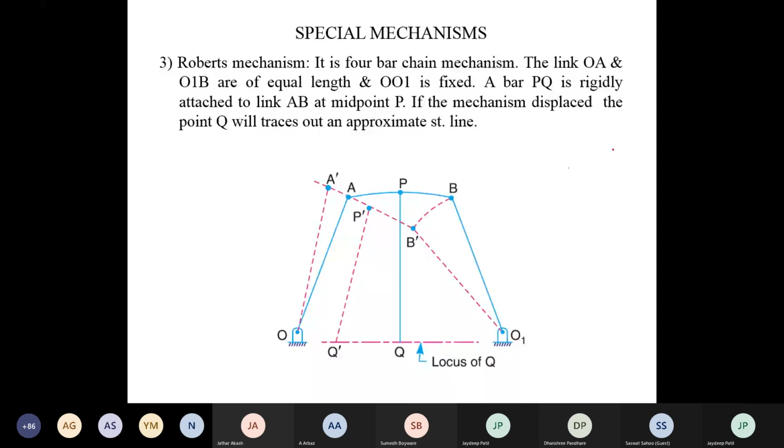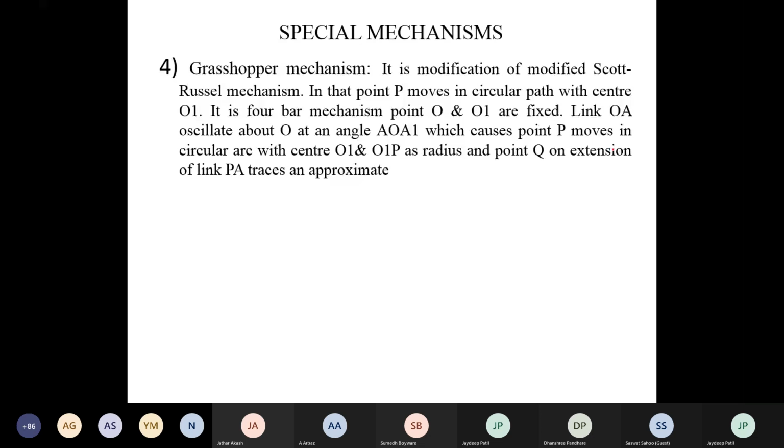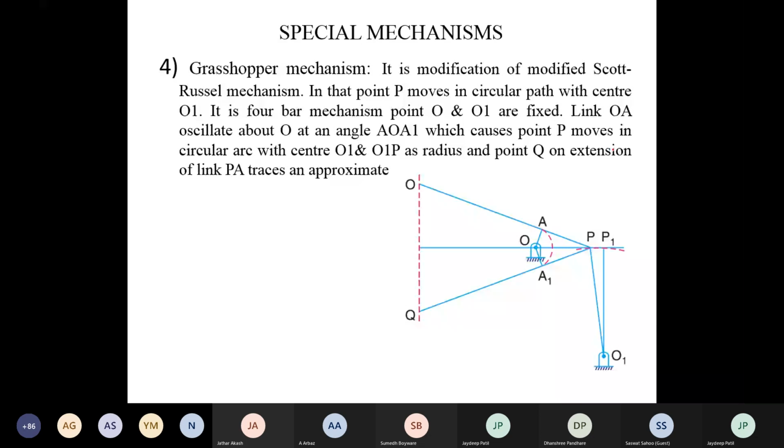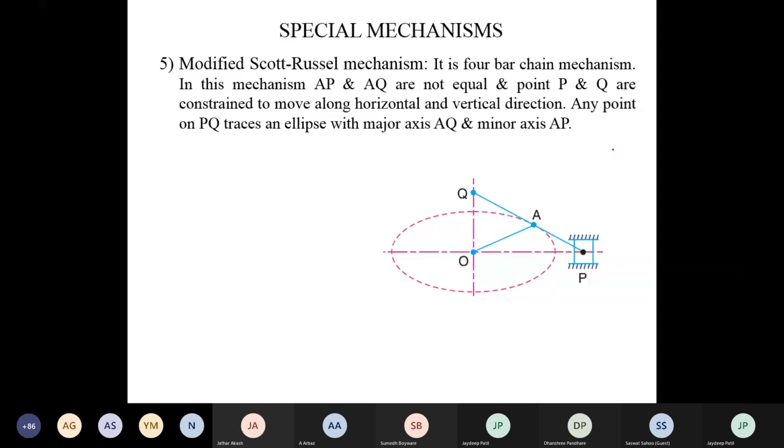Okay, now see the next one is the grasshopper mechanism. The next mechanism is your grasshopper mechanism. Before that, see this modifies the Scott-Russell mechanism, because the grasshopper mechanism is a modification of the Scott-Russell mechanism. Okay. Now see, this is a very simple mechanism, the Scott-Russell mechanism.